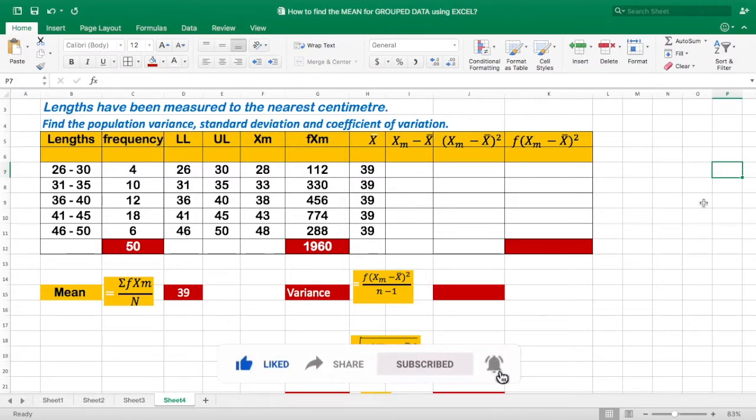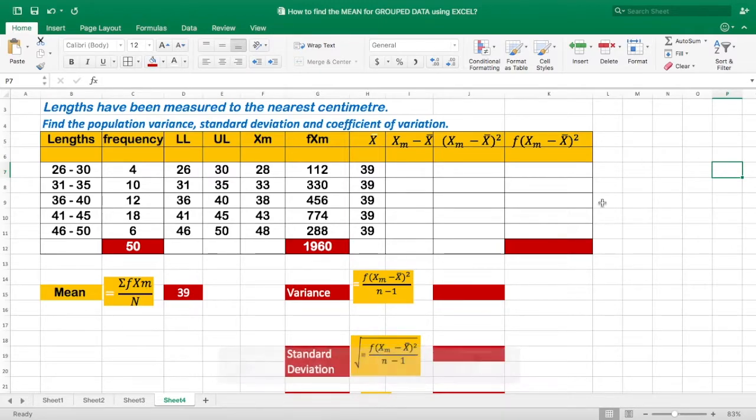So let's start. To find the variance, we first subtract xm minus x bar, where xm is the midpoint and x bar is your mean. So, let us put the equal sign. Since we will subtract, open parentheses, then click the first value of the xm minus the x bar, close parentheses, and hit enter.